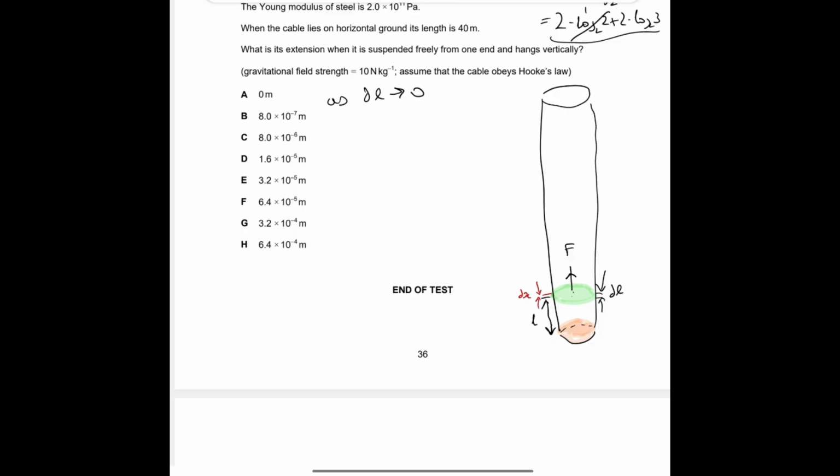So DL is the original. If we just lay it horizontally like that, DL would be this width, and then dx is, if we take this and rotate it 90 degrees and hang it vertically, how much that part extends. So in that case, this would be dx over here. But anyways, that's just to show you.